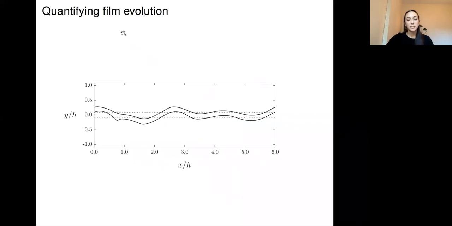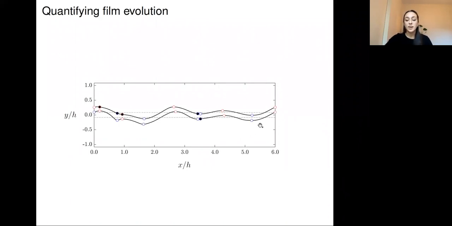So, quantifying the film's evolution. This is a film that's probably halfway through its simulation. We see the streamwise dimension, this is the full field, and the span, so away from the film in this direction. Here the dotted lines signify where the film was at the very beginning, and as I said, this is at a later time when it's deformed.